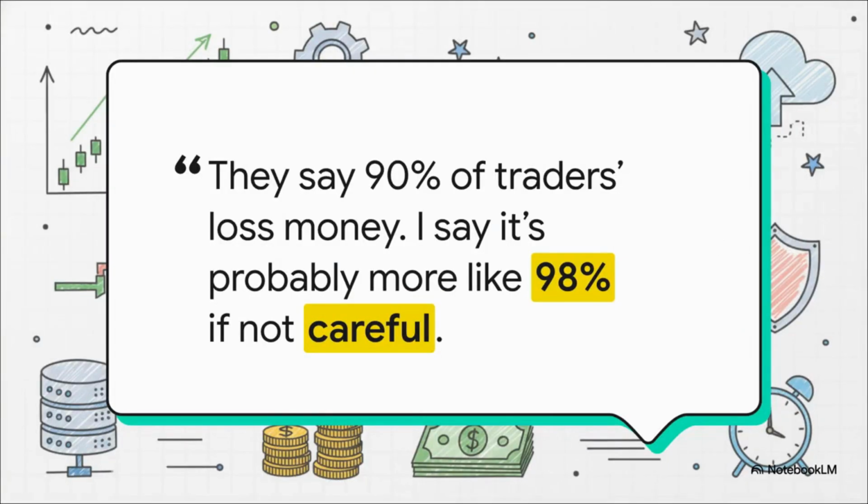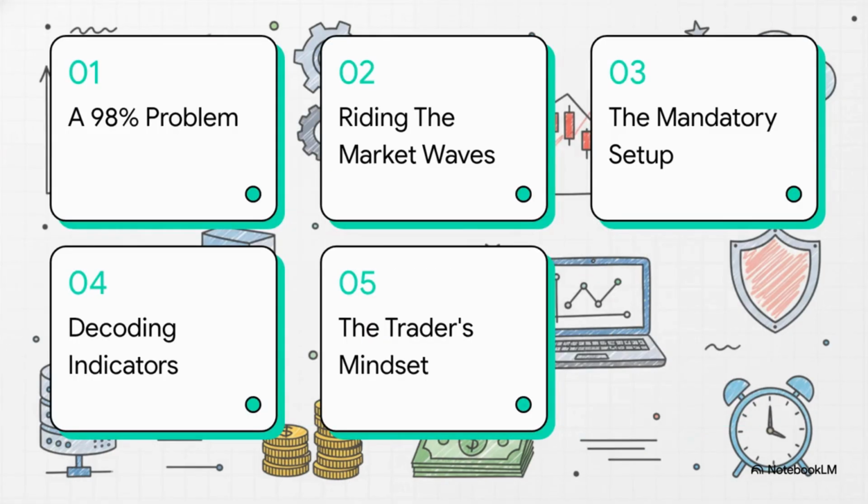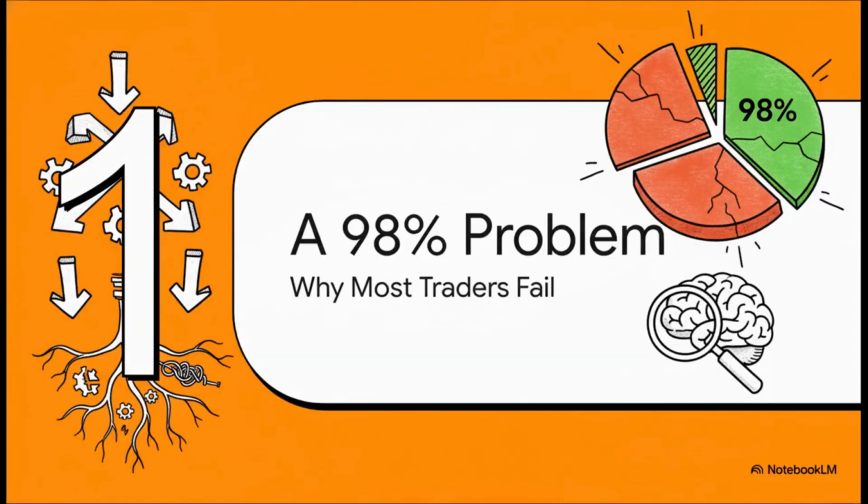So you can be sure you're getting this information straight from the developer. To really get why this system is built the way it is, you first have to understand the problem it's trying to solve. And according to the author, it is a huge one, a staggering failure rate among traders. This system, really, is a direct response to that 98% problem. So here's our game plan. We'll kick things off with why so many traders fail. Then we'll get into the philosophy behind the system, walk through the non-negotiable setup, that part's key, decode the indicators you'll see on your screen, and wrap it all up with what might be the most important piece of the puzzle, the trader's mindset. Okay, let's jump right into this first section.